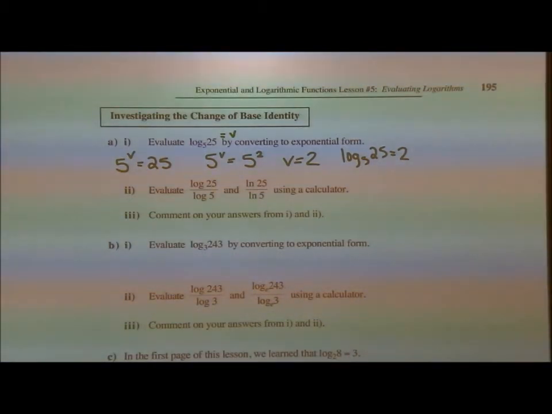If you take your calculator right now and you go log 25 divided by log 5, and then go natural log 25 divided by natural log 5, what do you notice?